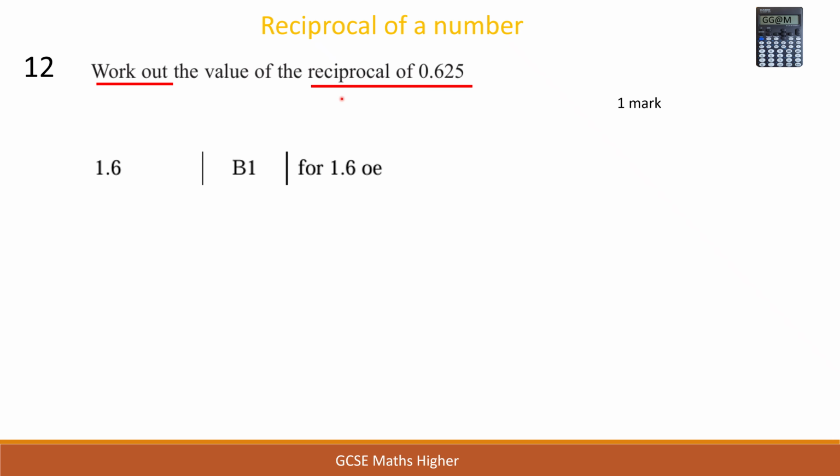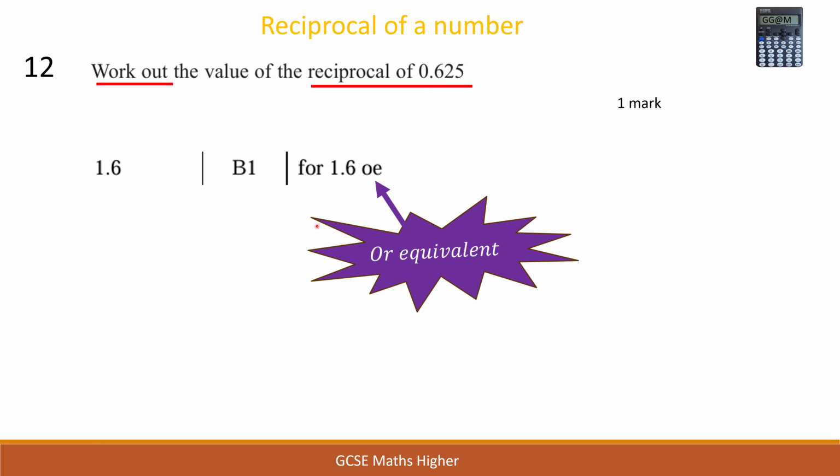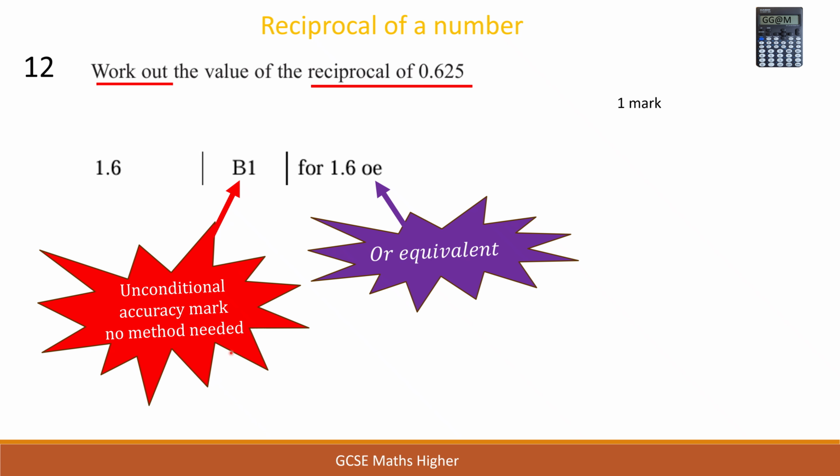Fantastic. So the mark scheme says the answer is 1.6. B1 means a method mark. Without showing your working, you could just write down the answer. The OE means or equivalent. So this means you've got no method work needed for this. Remember to work out the reciprocal, it is 1 divided by this number to give you this. So that's what that word reciprocal means. If you need more help, just ask in the comments below and then I can show you how to do it in more detail.